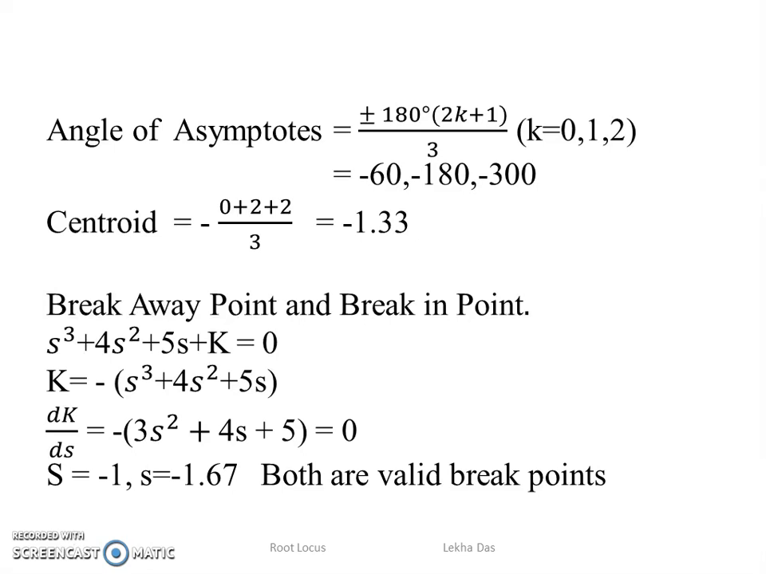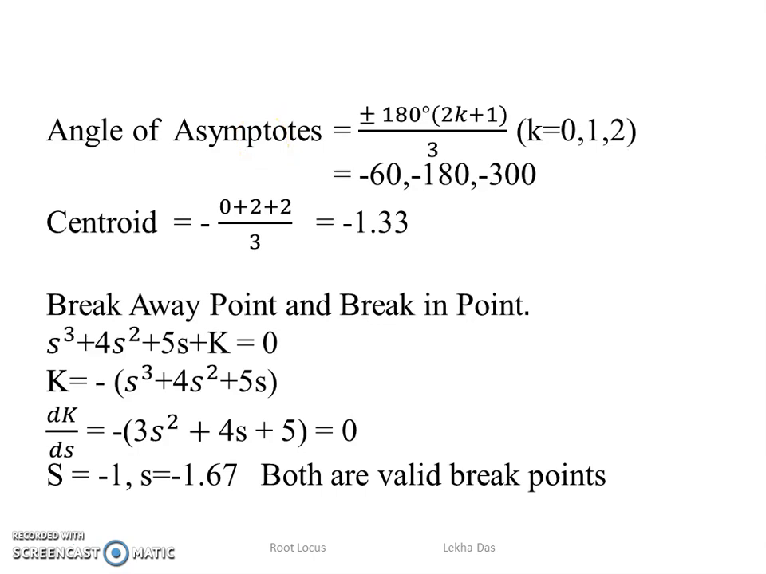Now to get the centroid, that is the meeting point of asymptotes: sigma real part of poles minus sigma real part of zeros, divided by p minus z. So that comes out to be minus 1.33.